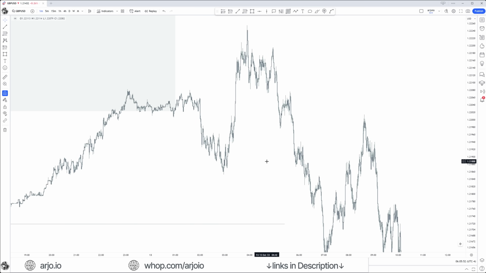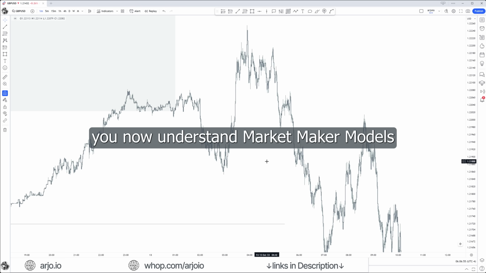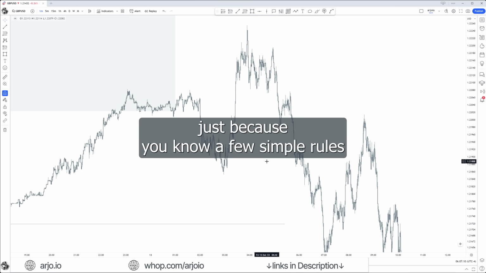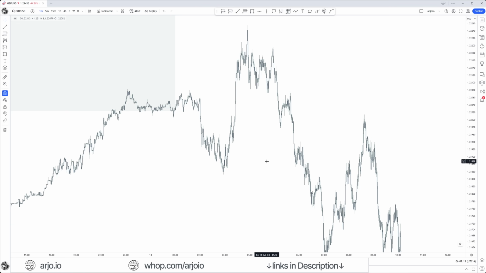Now, the beautiful thing we did right there: we incorporated a lot of concepts, but there was absolutely zero need for us to reference them. I just explained market maker models to you in such a way that you now understand all the ins and outs you need, without needing to understand all the irrelevant things that go around it. This is the beauty. You now understand market maker models better than 99% of ICT traders, just because you know a few simple rules in a very mechanical, step-by-step manner as well.